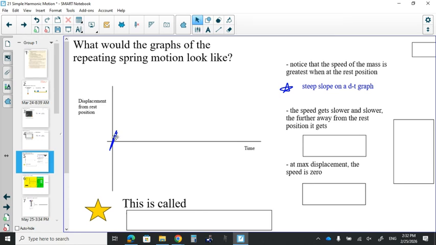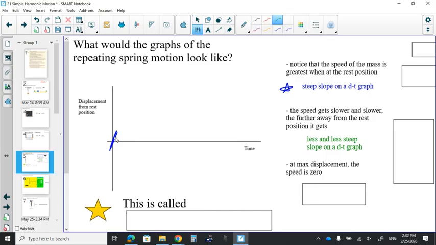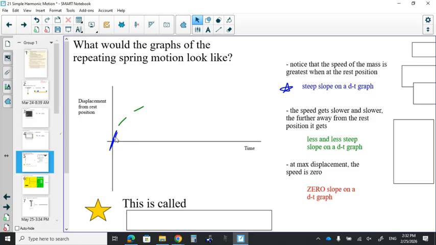And then we're going to have the speed getting slower and slower as it goes further and further away from the rest position, right? And so as we go away from the rest position, we're going to have a slower and slower speed. And then at max displacement, the speed is zero, right? It comes to a stop at the very edge or very top. And so we have that kind of shape.